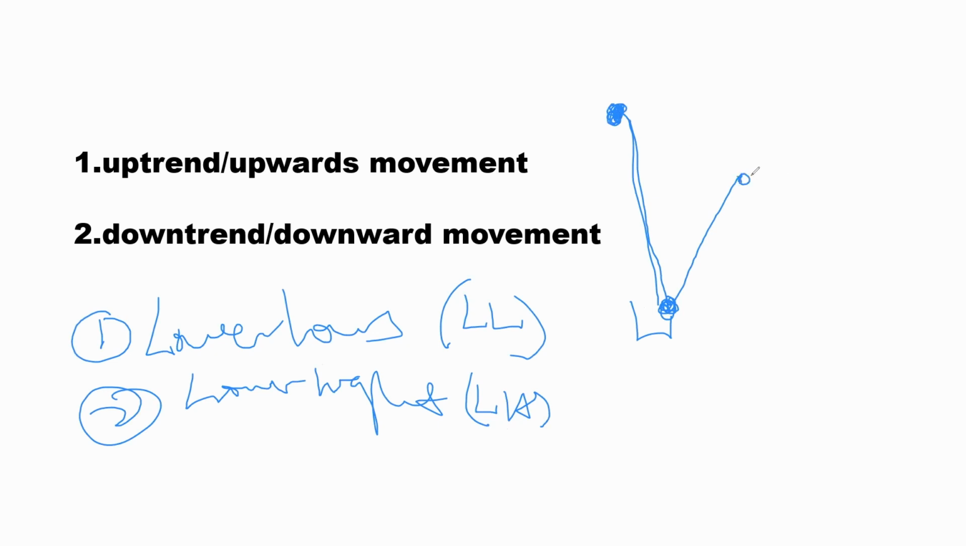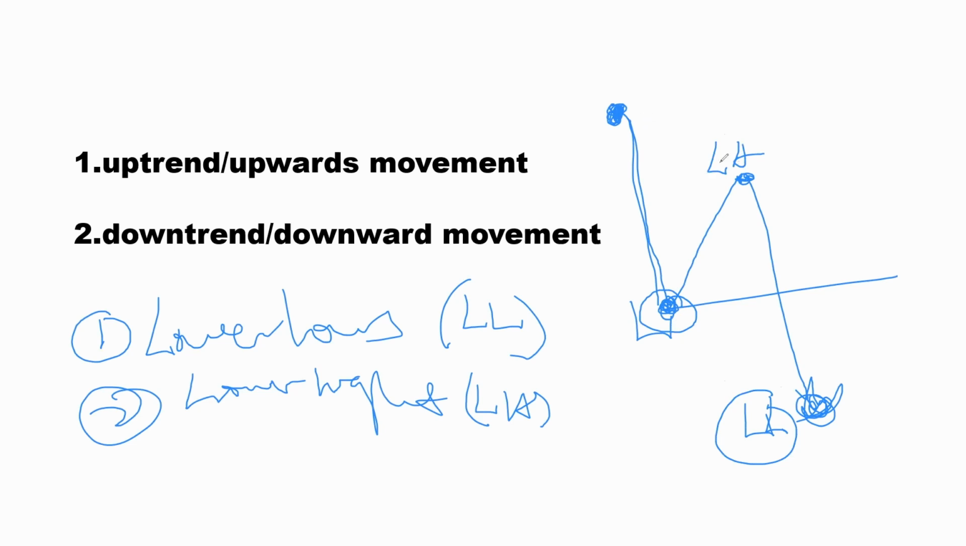So when it turns from here and breaks this previous turning point here, this is what we call a lower low. When the market breaks and turns from here, it's what we call a lower low. So in a downtrend, or what we call a downward movement, the market is creating a series of lower lows and what we call lower highs.